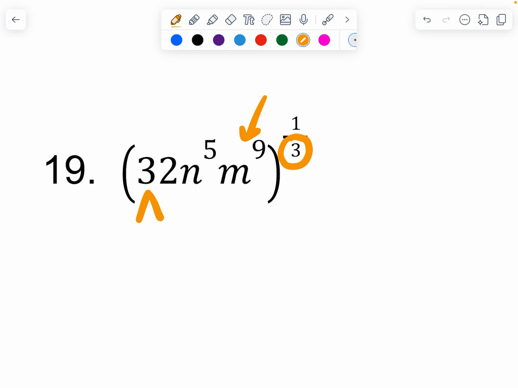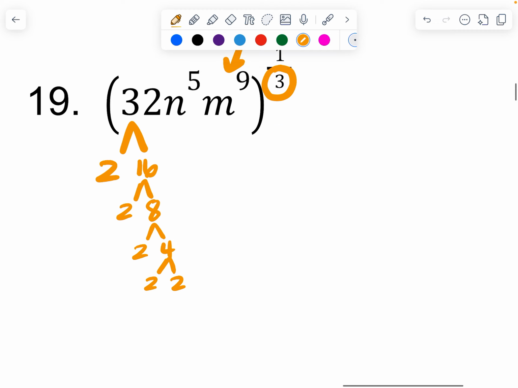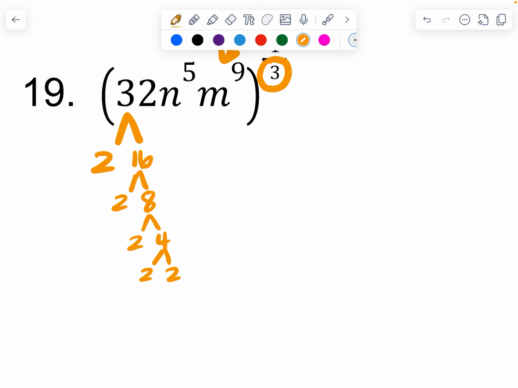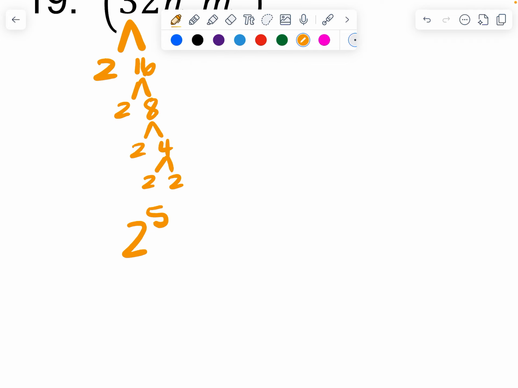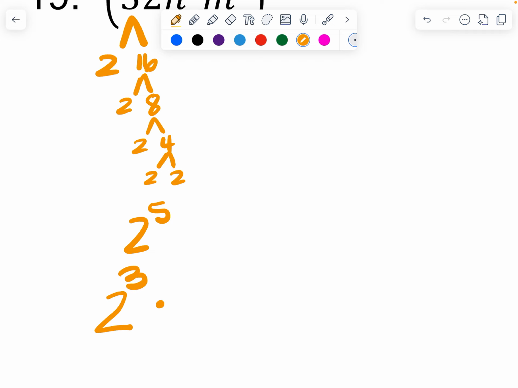So we're going to do this. 2 goes into this 16 times. 2 goes into this 8 times. 2 goes into this 4 times. 2 goes into this 2. So I have 1, 2, 3, 4, 5. So I have 2 to the 5th. But I need it to be divisible by 3. Okay, so right now 2 to the 5th is not divisible by 3. That 5 is not. But 3 is. Remember, I would add those exponents. Adding those exponents would get me that 2 to the 5th.